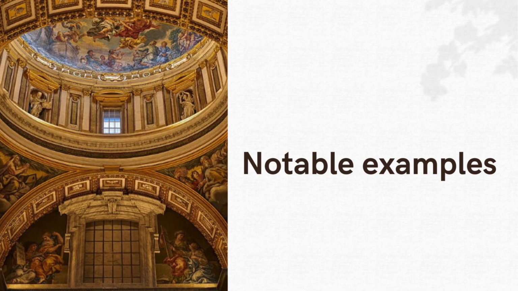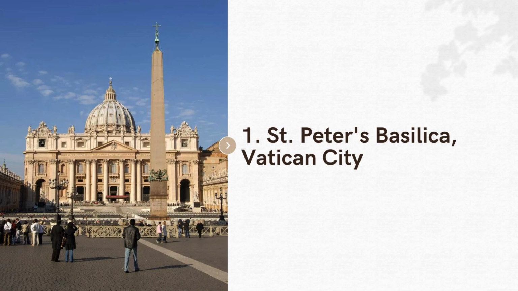Let's look at some of the notable examples. The first one is the St. Peter's Basilica, Vatican City. Architects were Donato Bramante, Michelangelo, Carlo Maderno, Gian Lorenzo. The features of this St. Peter's Basilica: an iconic church, one of the largest in the world, features a grand dome designed by Michelangelo. The building showcases Renaissance innovations in dome construction and architectural design with a central plan and richly decorated interior.